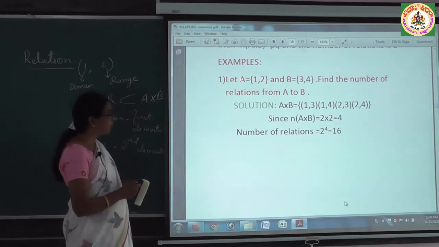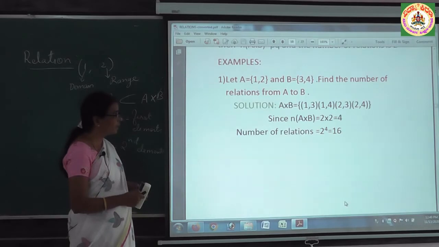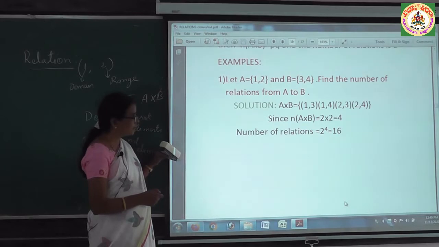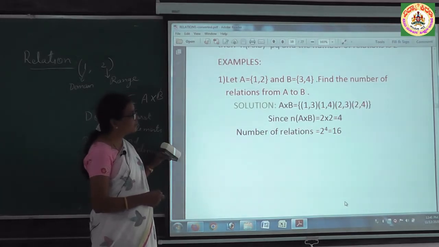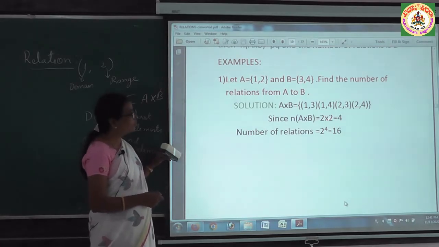Example: let A is equal to {1, 2} and B is equal to {3, 4}. Find the number of relations from A to B. We have to find how many relations there are between these two sets. First we shall find A cross B. Last class we already discussed how to cross multiply: (1, 3), (1, 4), (2, 3), (2, 4). Since n of A cross B is equal to, A has how many elements? You observe here 2 elements. Therefore, 2 into B has 2 elements, so 2 into 2 is equal to 4.